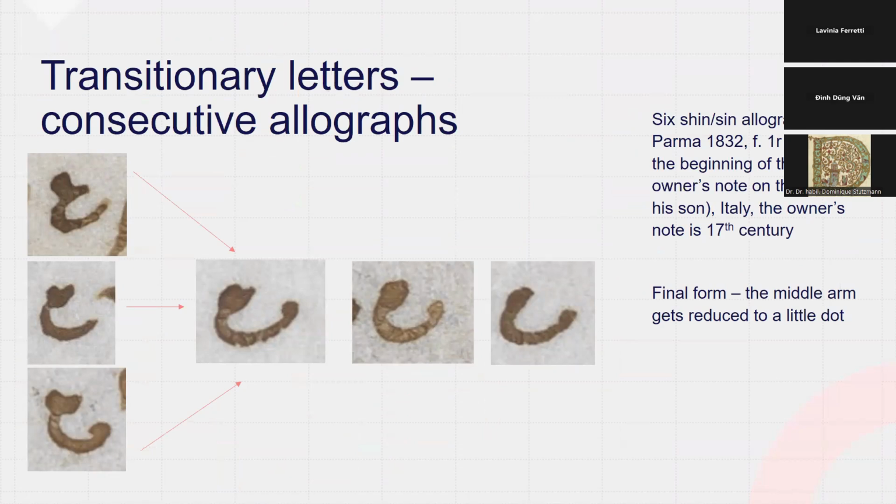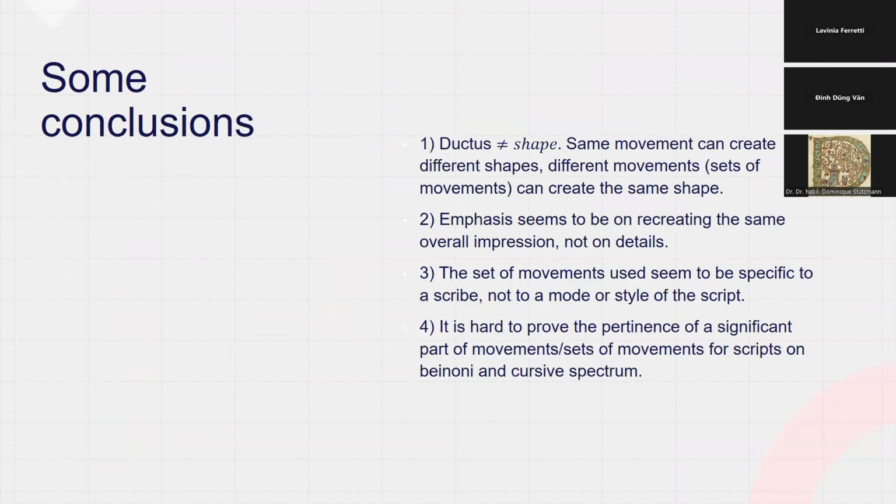Just the last example of this, again, this owner's note from the 17th century. We have three more or less forms that can be more or less attributed to the semi-cursive or non-square or Benoni style, and then they all get streamlined and reach this final form where both these parts get reduced to one little dot. And it all happens on this, again, this is all within one specimen, within one page of the manuscript. And let's talk a little bit about my conclusions.